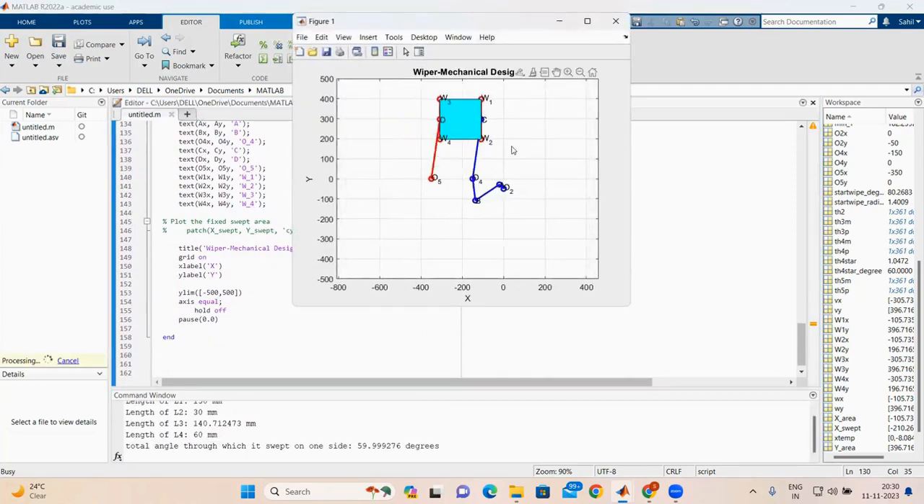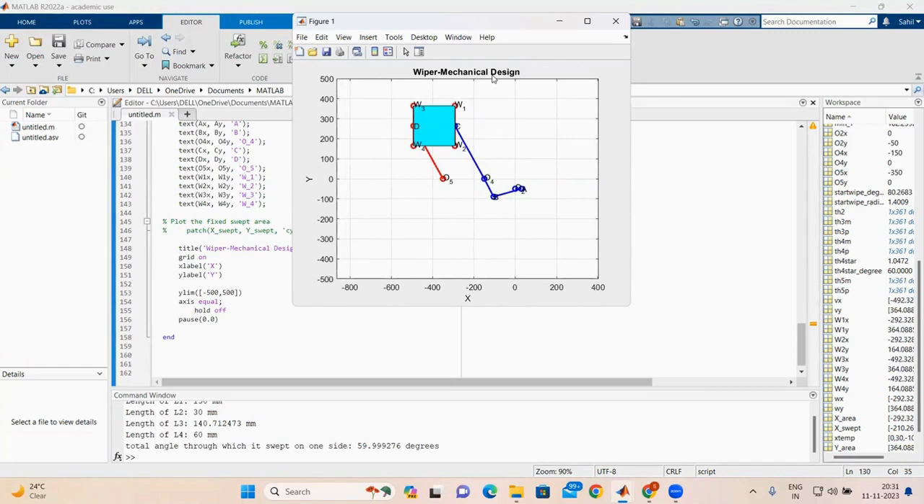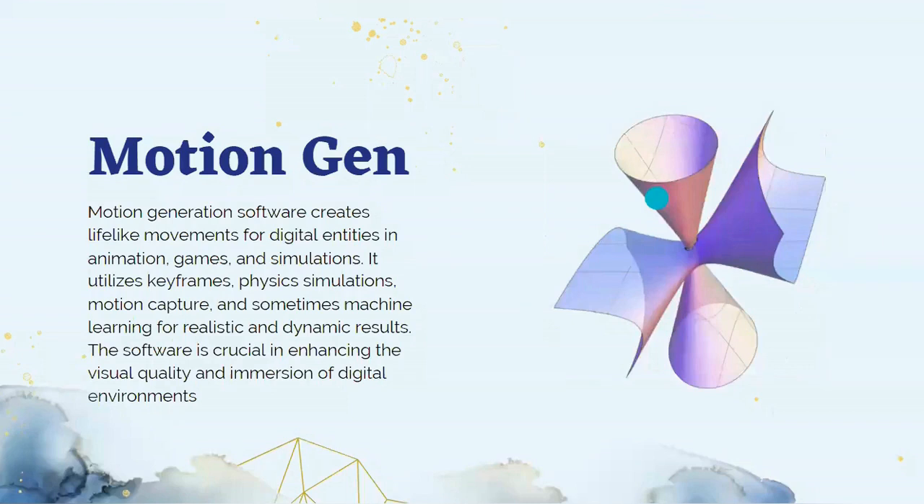So here, as we can see, this is the total area that the wiper swept at every instant. And all these are the links. This O4 O5 is the link which is named L1, this rotary link is L2, and the link between them is L3, and so on. So this is the wiper. Next, Pushkaraj will take you through the MotionGen simulation, which is much more detailed than this.